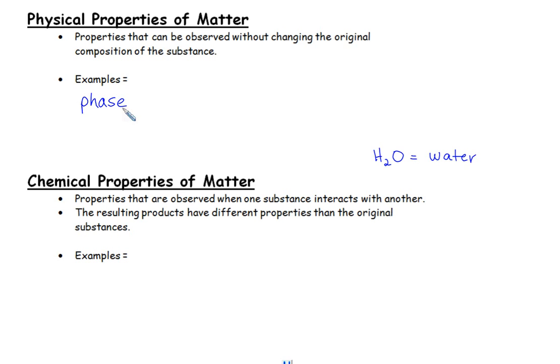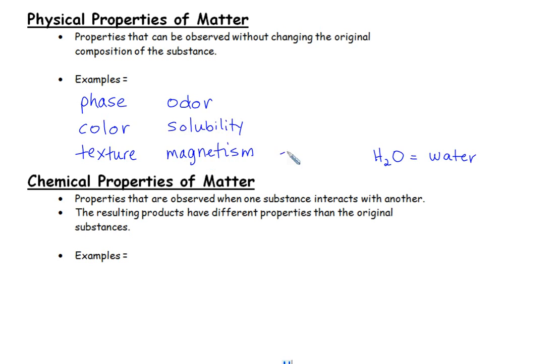Things like color, texture, odor, and the list goes on and on. Things like solubility, magnetism, etc. And I can think of tons of them. Things that I can observe about a substance without changing the structure of the molecule or the particle.